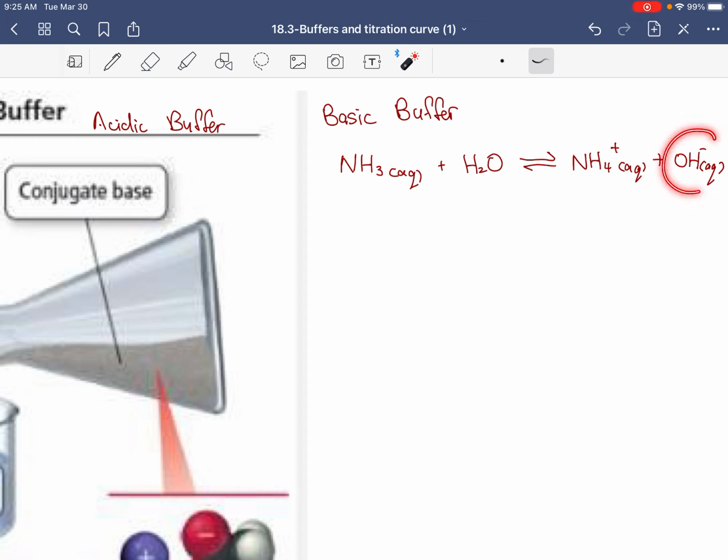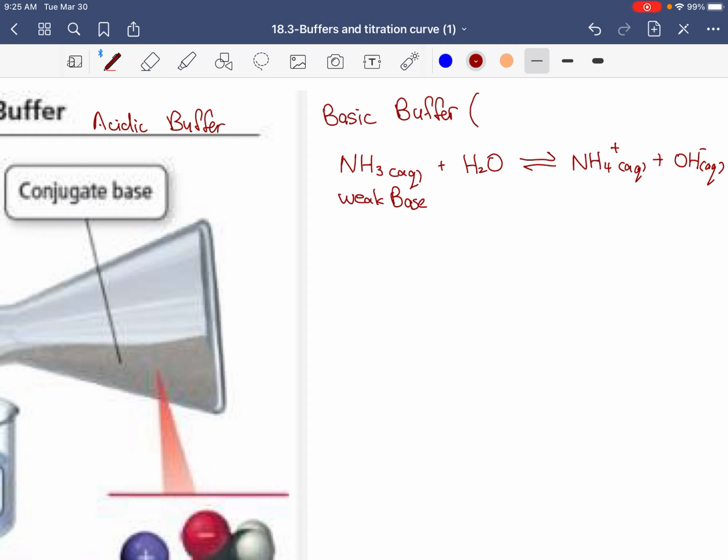However, you're not going to get a lot of this because this is a weak base, and in a weak base, the equilibrium shifts more towards this way, where this guy is not going to be accepting that much proton if you think about it. Okay, so here's your weak base. So what about your conjugate acid? So let me just write that down here.